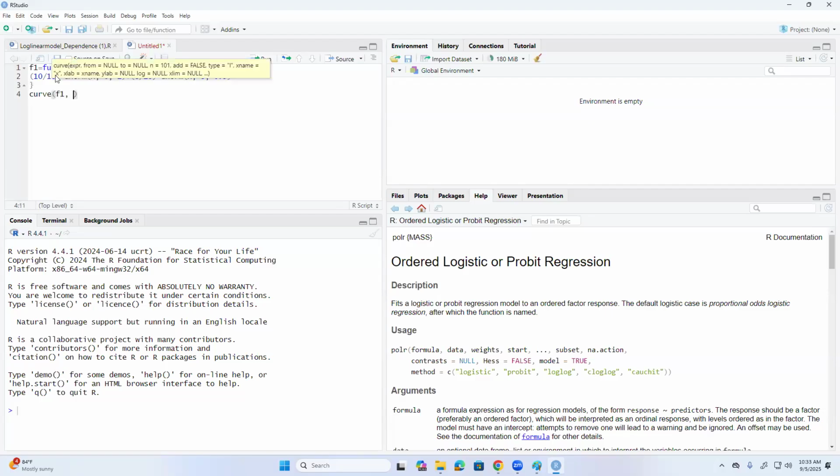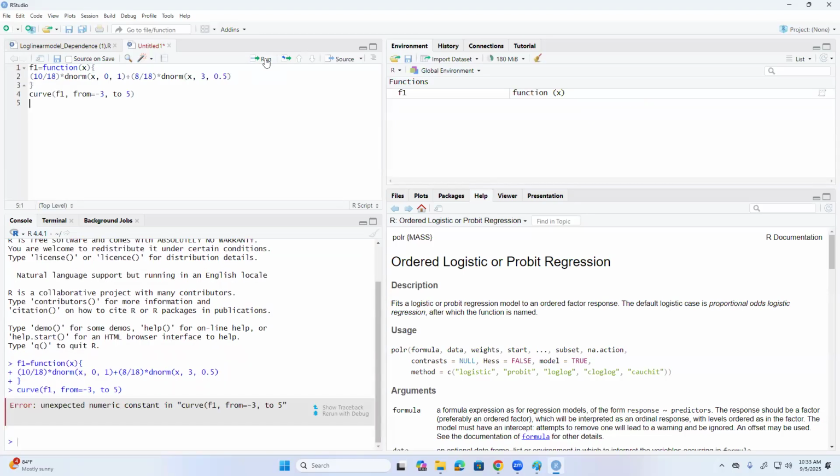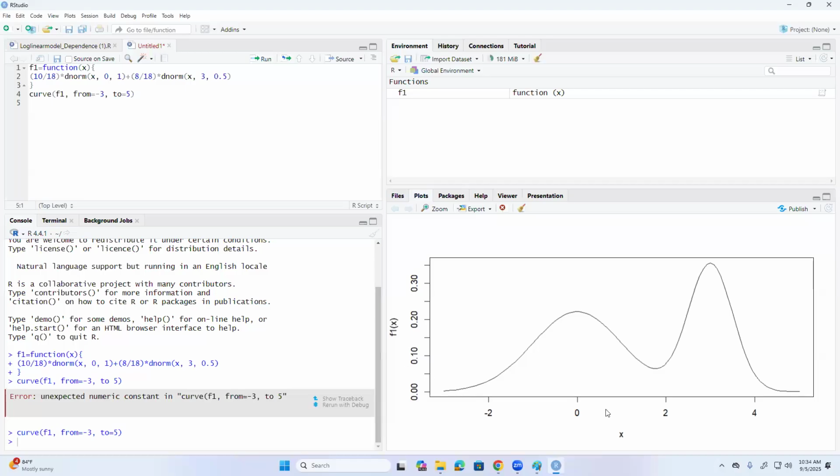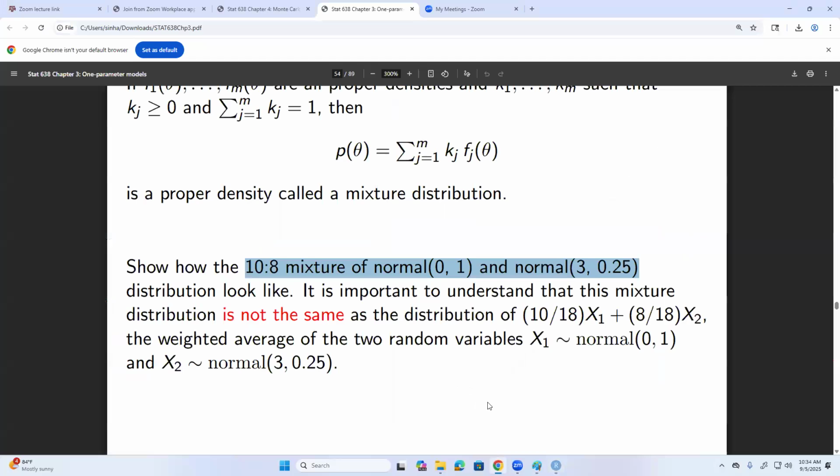For f1, plot from -3 to 5. Okay, let's see. So this is what the mixture of the two distributions looks like. And what about this other one?